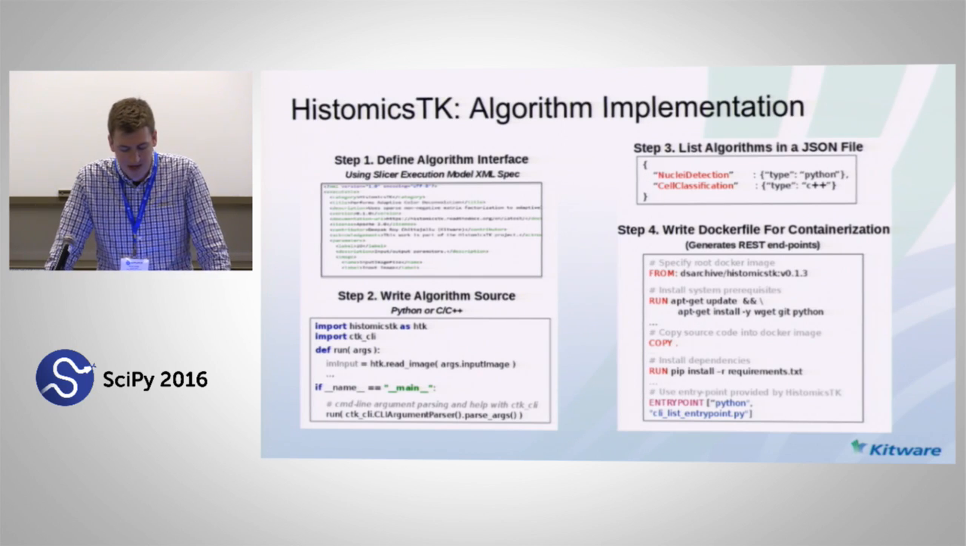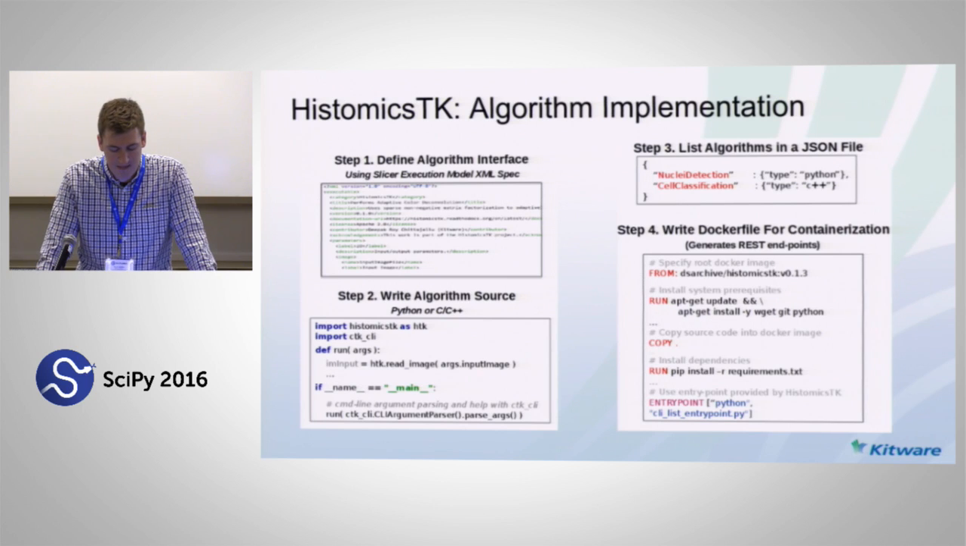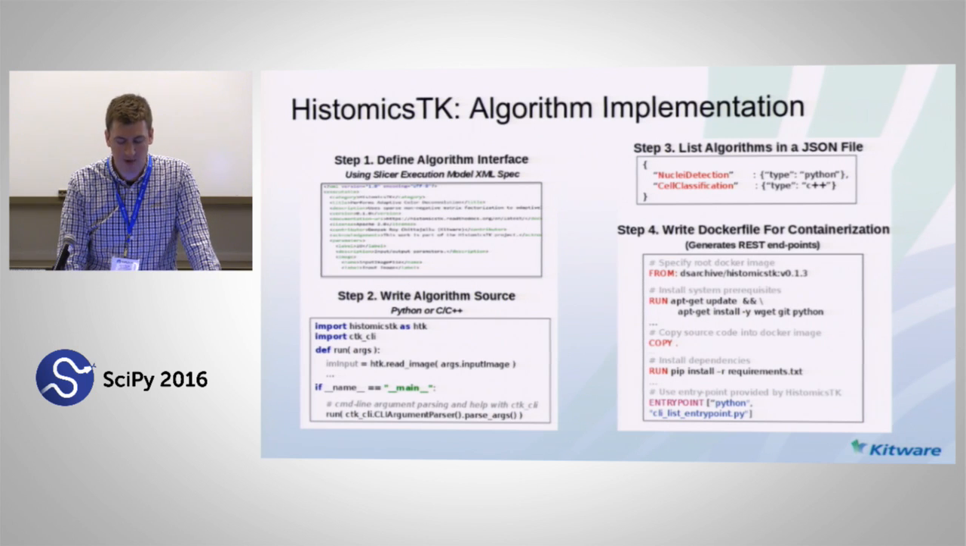And this is a well-documented XML specification. And in this case, what you have to do is just define what the inputs to your algorithm are, in terms of scalar values, enumerated values, strings, images, files, et cetera. Define the outputs, and then list your algorithms in a JSON file. Put a little bit of boilerplate Dockerfile text together. And then you basically have a running Docker container that we can deploy and host in perpetuity.